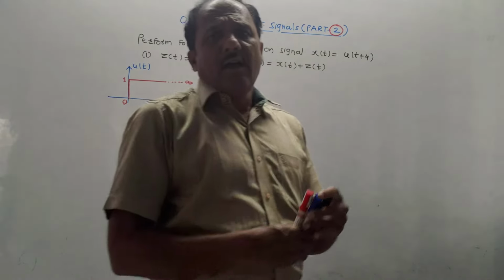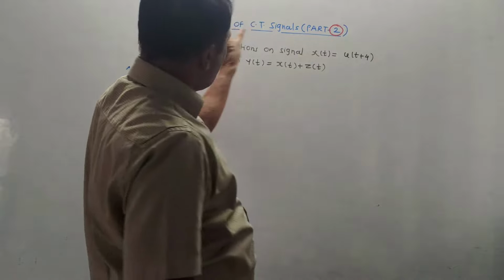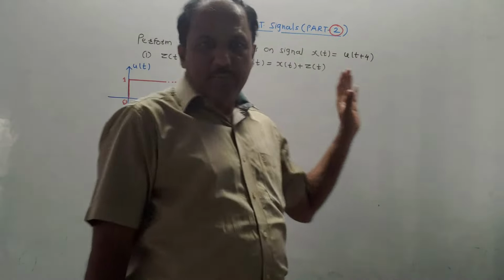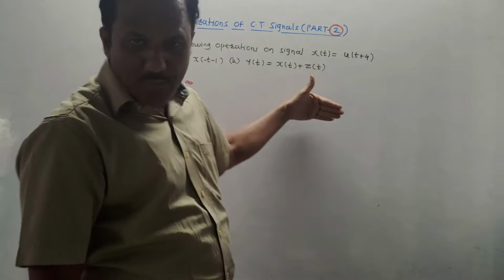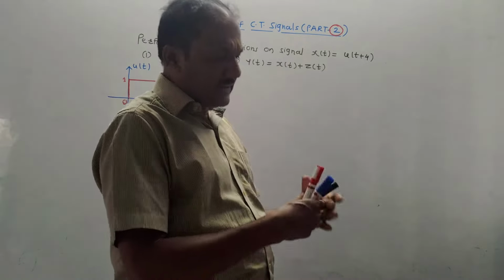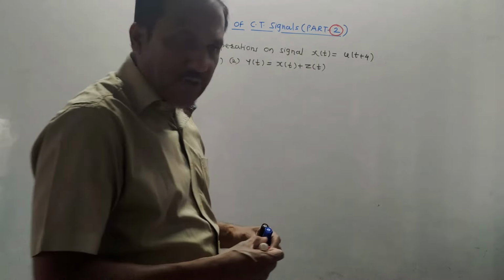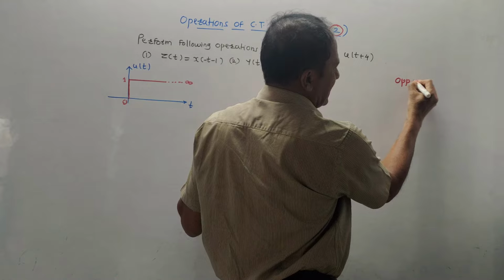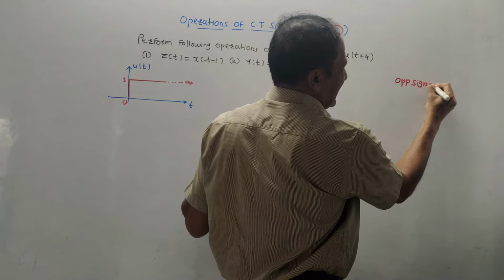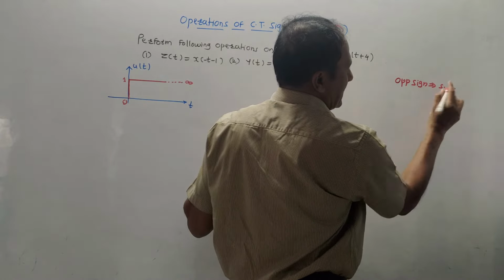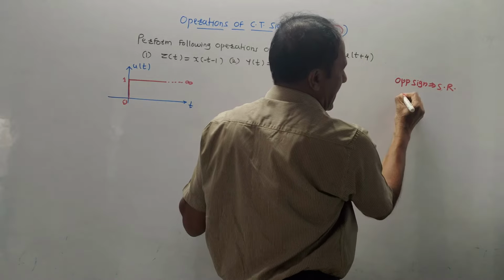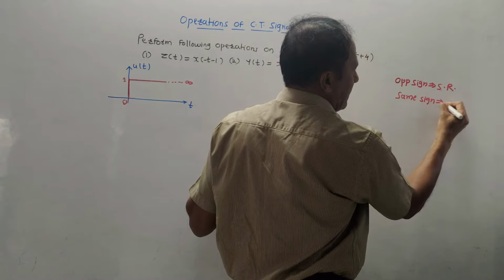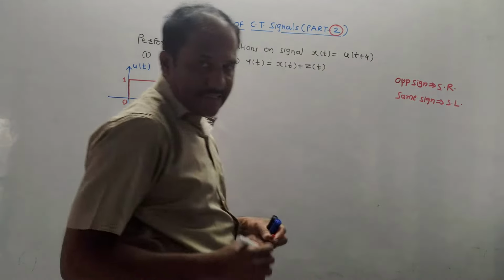Dear students, today's session is Operations on Continuous Signals Part 2. Earlier, we have completed Part 1. Let us solve some different numericals related to operations of continuous signals. As I mentioned in the earlier video, you just have to remember only two rules. If inside the bracket opposite sign is there, shift diagram towards right. It is SR, means shift right. And if inside the bracket same sign is there, shift diagram towards left, that is SL.